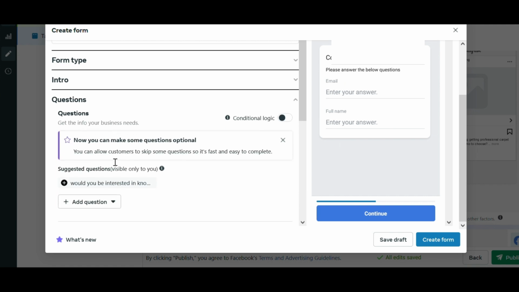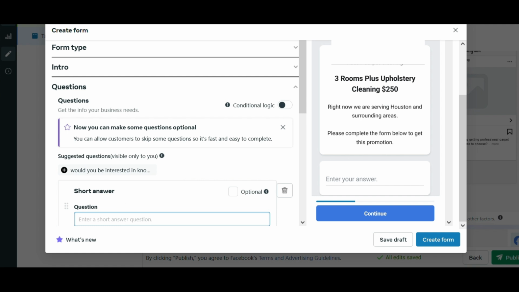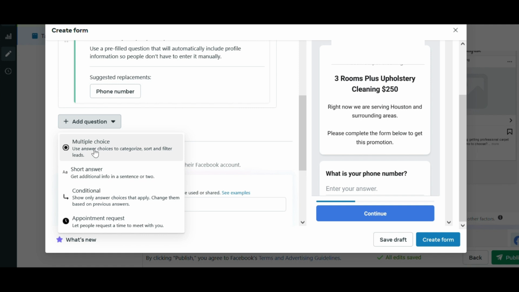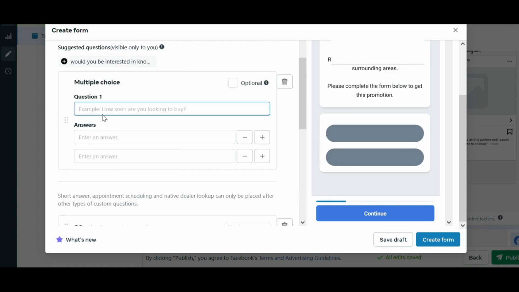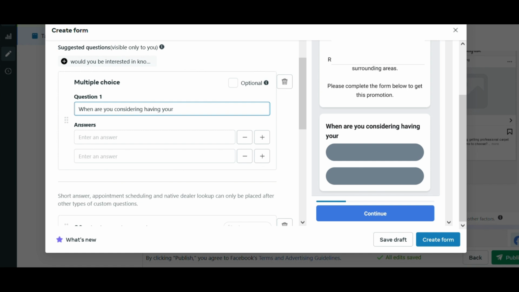Questions. We want to give them a question. Biggest question you want to have is a short answer question where it's what is your phone number, so you can get a hold of them. Phone number. And then another question you want to have is when do they want carpet cleaning, right? When are you considering having your service company? Actually, I won't give you guys this one.